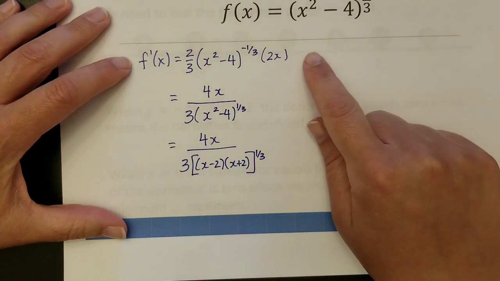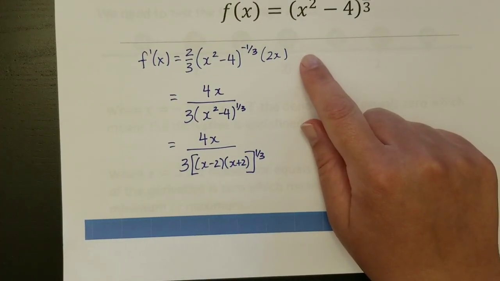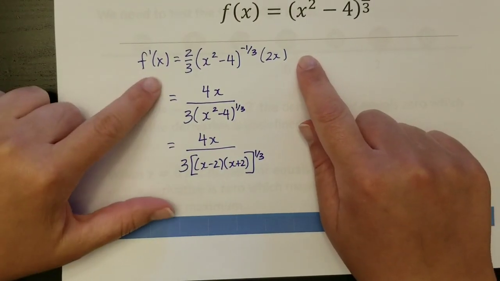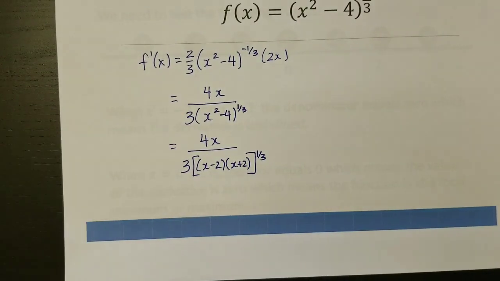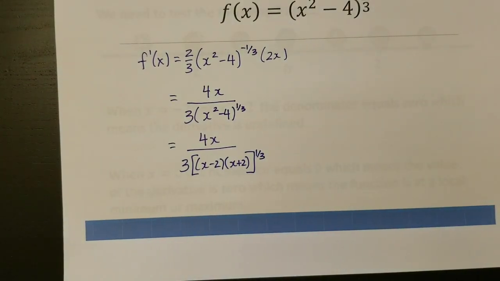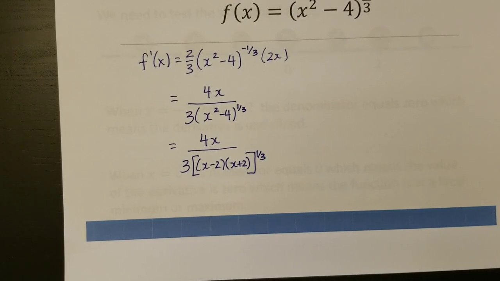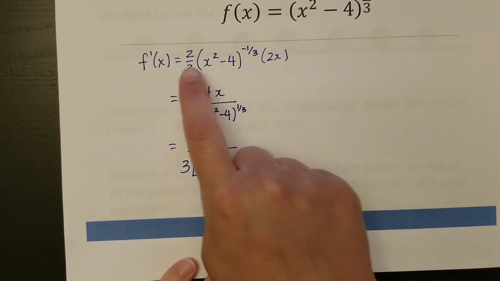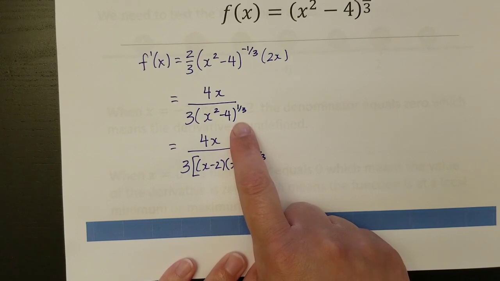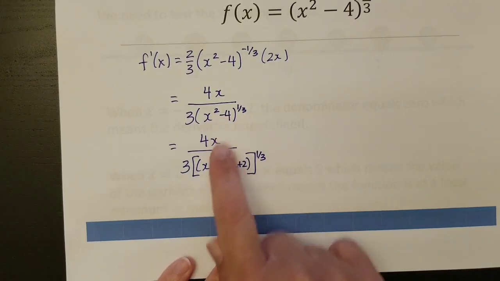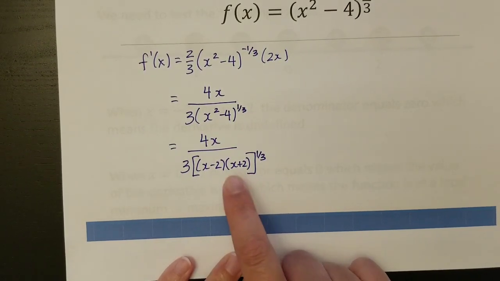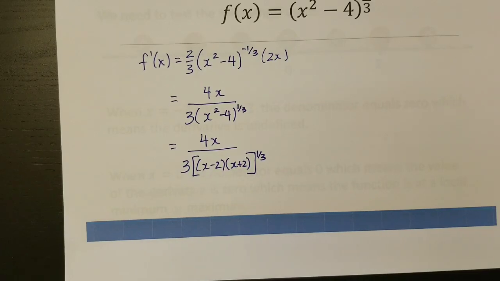As you can see here, I've gone through and found the derivative, just using a simple chain rule. So it's 2/3 times the inside function of x squared minus 4, all to the exponent negative 1/3, multiplied by the derivative of the inside function, which is 2x. Simplifying these, I put the negative exponent onto the denominator, and then I've factored that x squared minus 4 so that we're more easily able to identify what the critical numbers will be.